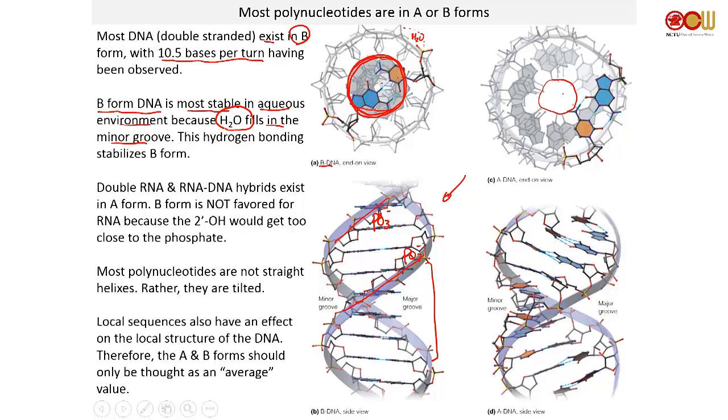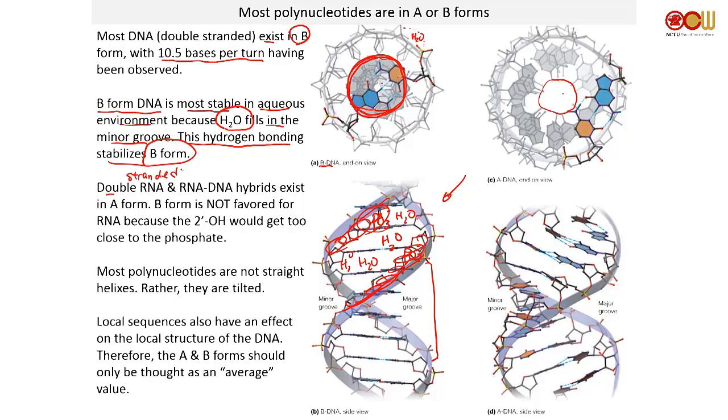Here in the minor groove, you've got all the phosphates. Since it's very charged around the backbone, water fills right here. And this hydrogen bonding stabilizes the B form. So that's why DNA in water is usually B form.